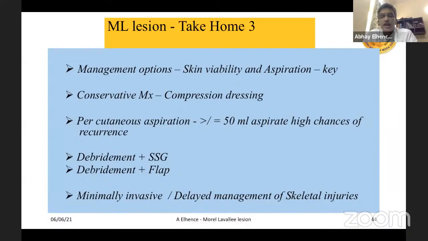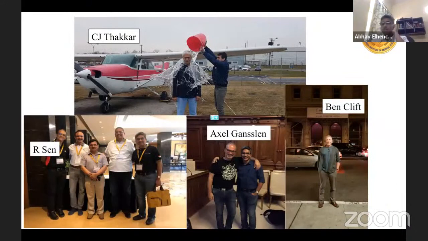Minimally invasive and delayed management of skeletal injuries is very important to understand and master, and that will eventually form the key and the basis for success in treating these patients well and putting them back into successful rehabilitation.